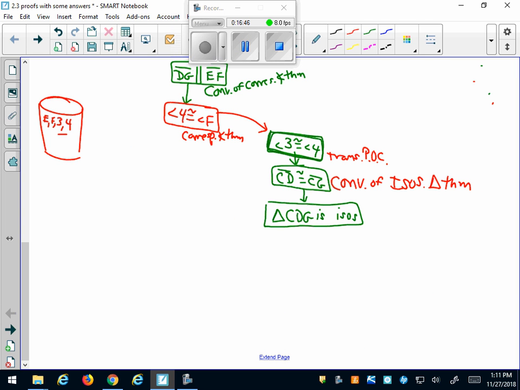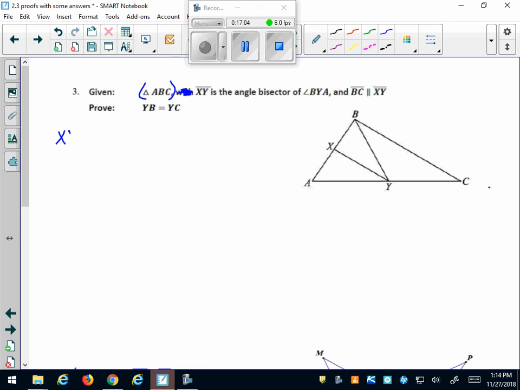So those two sides are congruent. We can say the triangle's isosceles. By what reason? Definition of isosceles triangle. XY is the angle bisector of angle BYA.